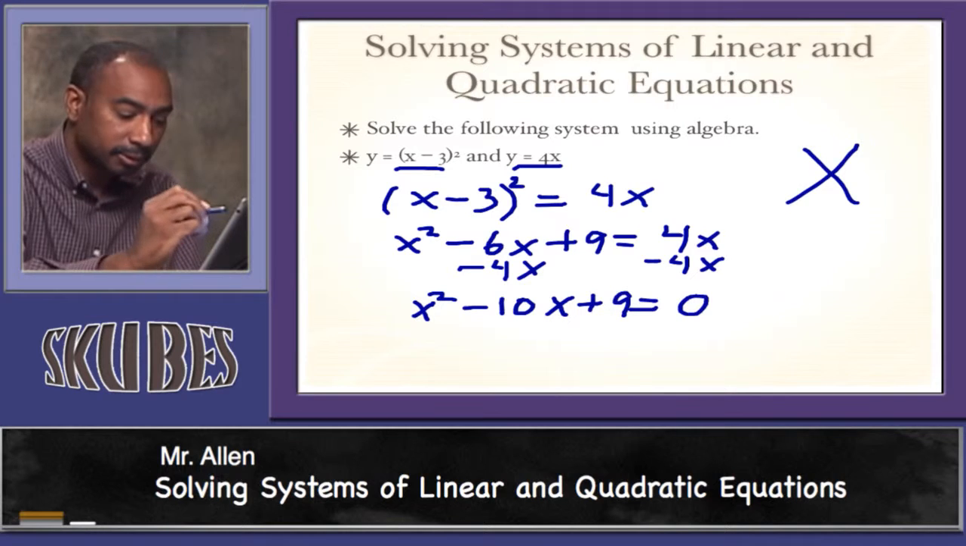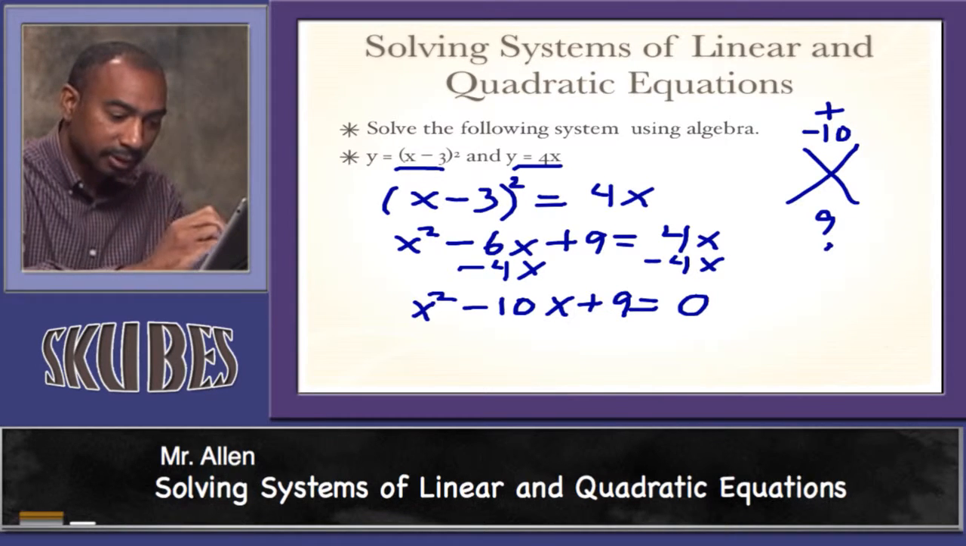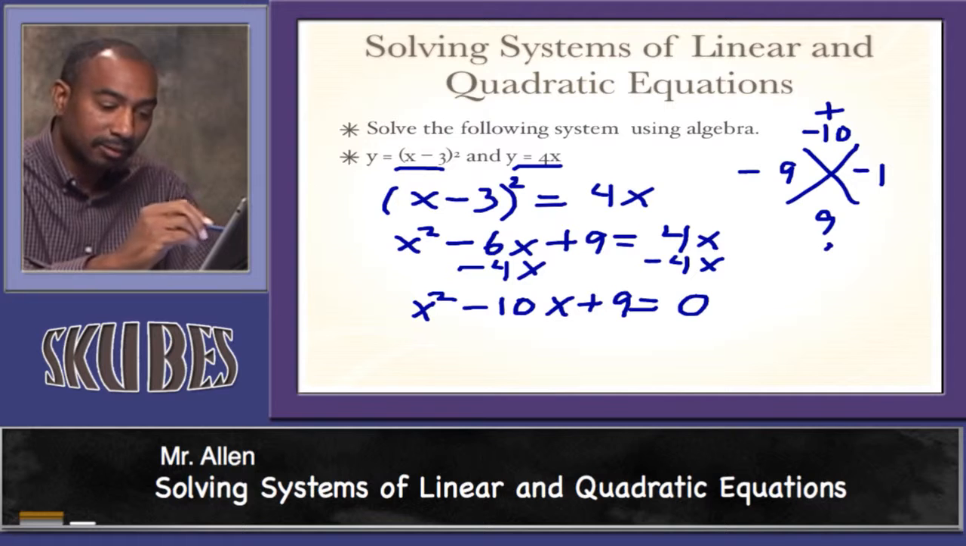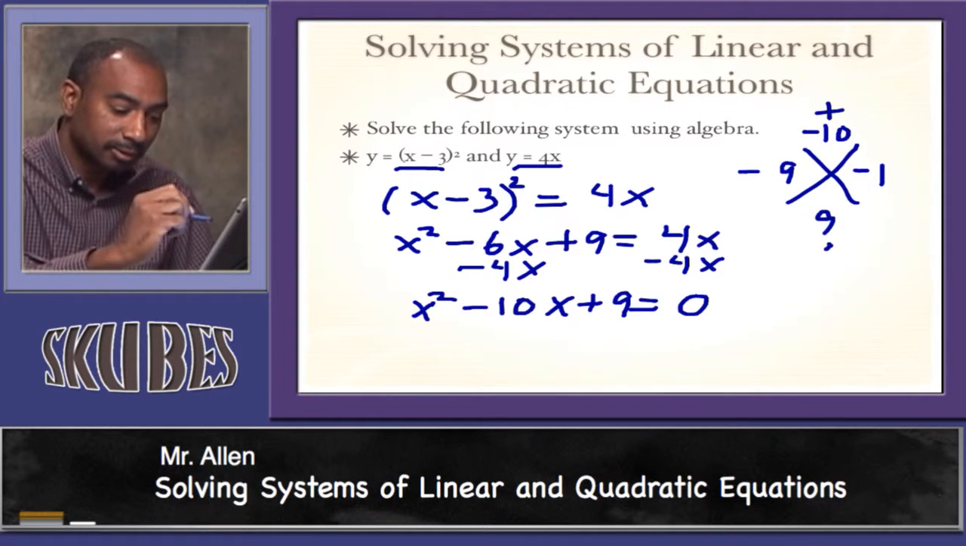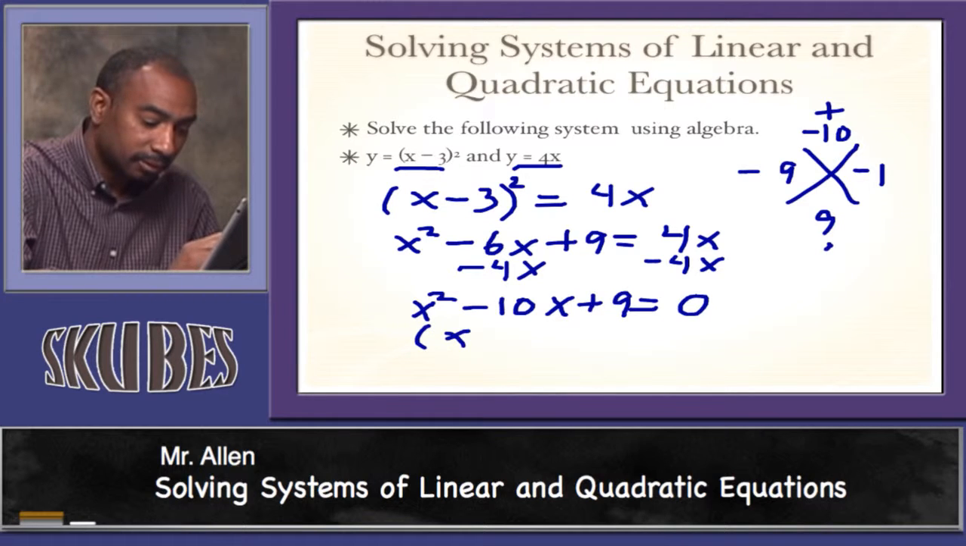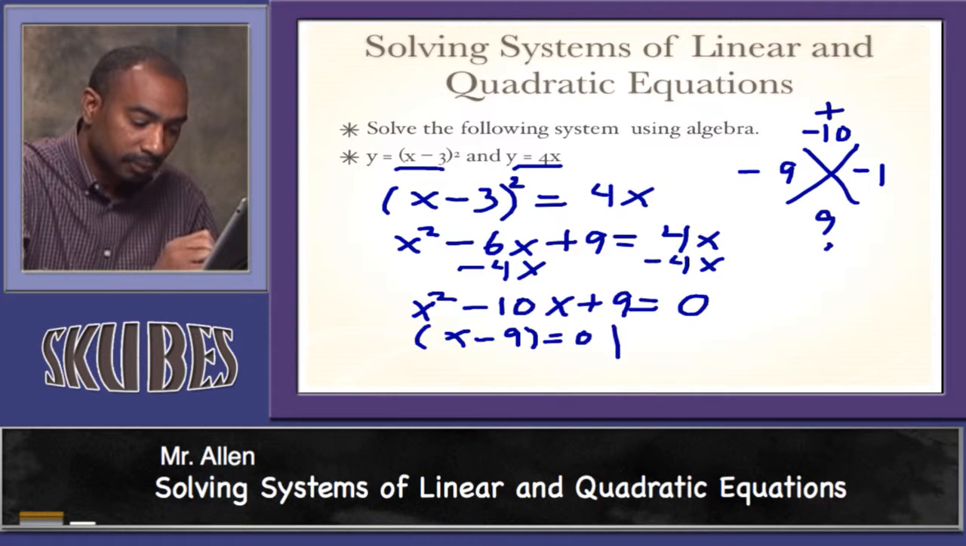You can say, what two numbers multiply to 9 but have a sum of negative 10? And if you think hard enough, you'll see that's negative 9 and negative 1. If you multiply those two together, you get positive 9, and negative 9 plus negative 1 is negative 10. So what that tells us is that you get x minus 9 equals 0 and x minus 1 equals 0.